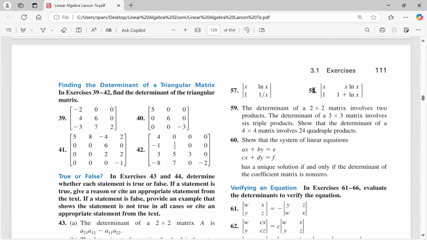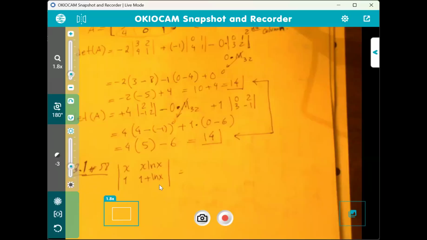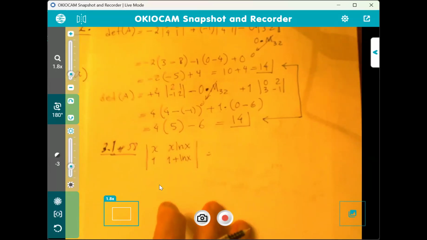For us, the question is, do I know how to do this? So I'm going to write the determinant, and then we will work it. So we have x, ln x, and then 1 plus ln of x. We just want to find the determinant, right, in number 58. So let me switch back to my notepad. And there you go. So I have written the problem now.